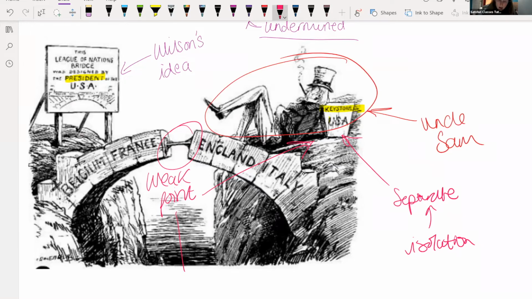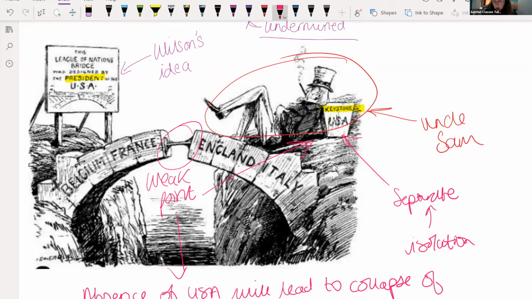And what is actually going to happen here, what this cartoon is suggesting, is that the absence of the USA will lead to the collapse of the League of Nations. Okay, so it's a massive thing that the USA isn't in it.